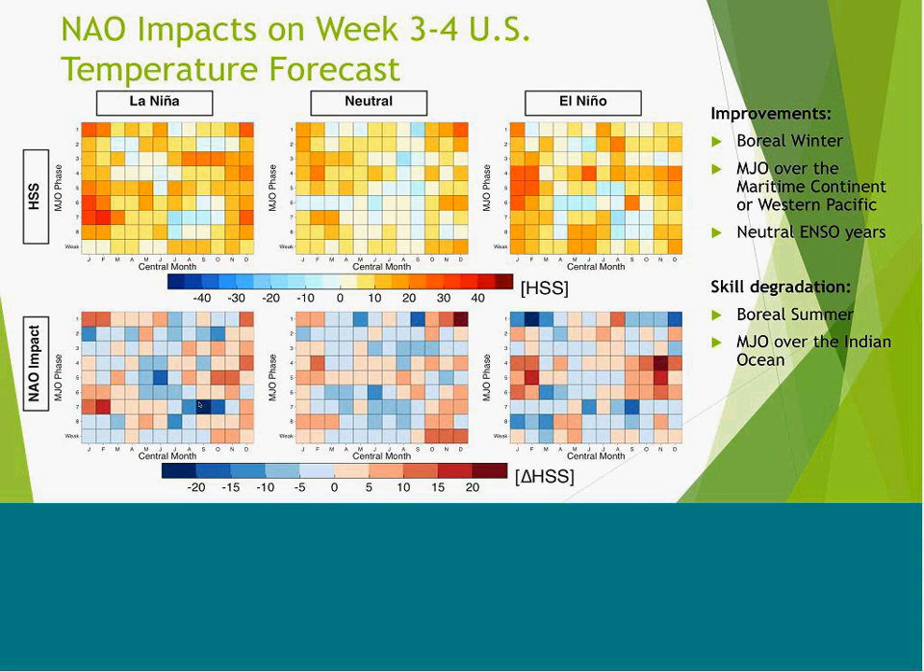So overall, we can say that the addition of the 120-day oscillation resulted in some improvement in the forecast skill for the boreal winter for the cases when the MJO is over the maritime continent or over the Western Pacific. And also, a result that is encouraging is this improvement that we see during neutral ENSO years.